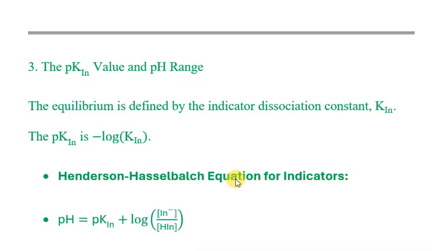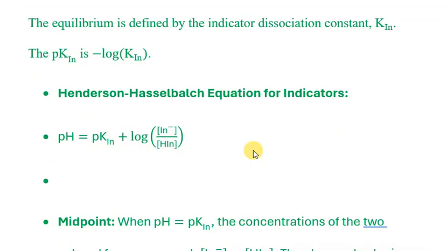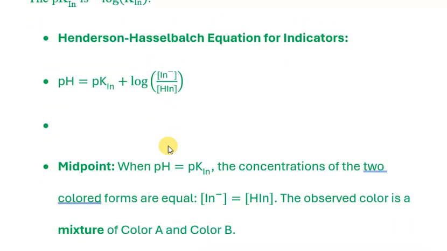Next, how can we find out the color change range with change in pH? We can understand this concept by using the Henderson-Hasselbalch equation. pH is equal to pKa of the indicator plus log of the concentration of the conjugate base of the indicator divided by the concentration of the acid form of the indicator.